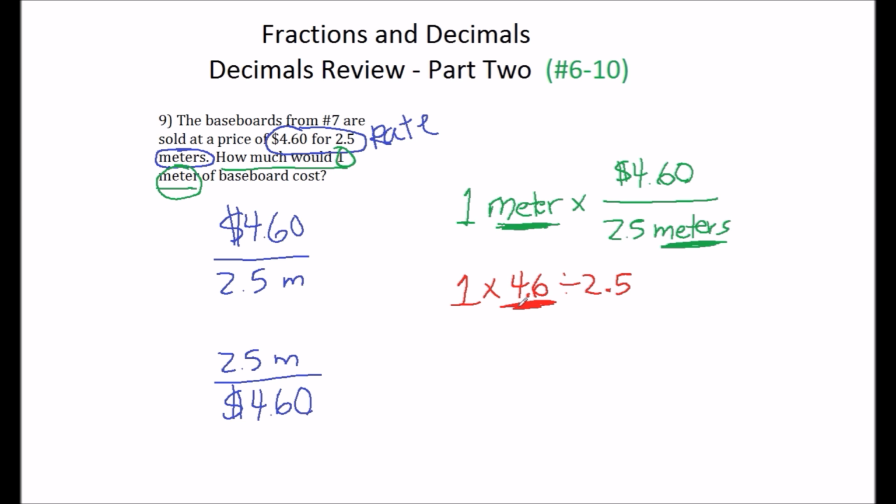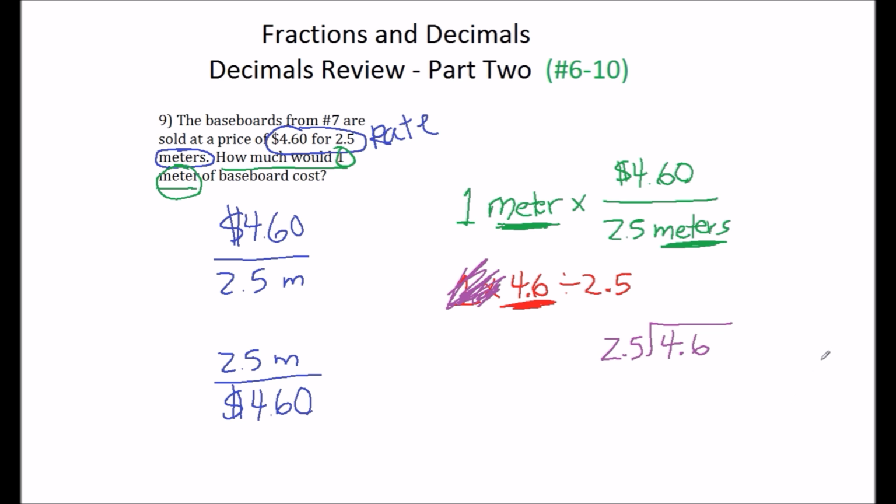Alright, but anyways, as we proceed with this, remember that multiplying 1 times 4.6 is not going to do anything. It's just going to give me 4.6. So really this is 4.6 divided by 2.5. And let's see if I've got enough room to squeeze this in here. So 2.5 goes on the outside. Inside goes the 4.6. Okay.